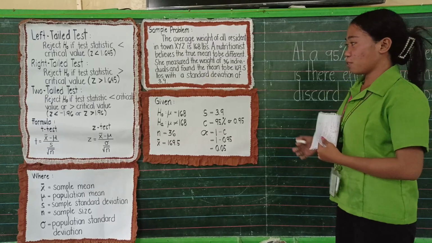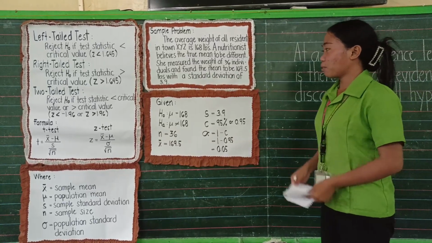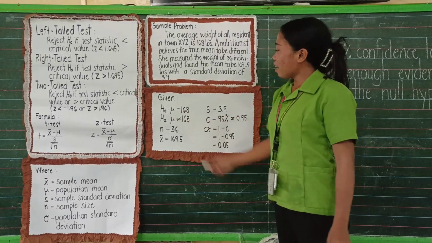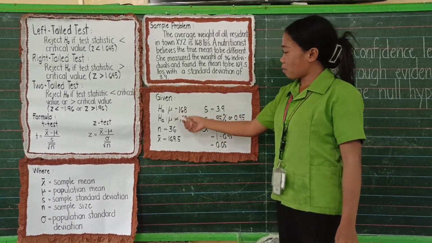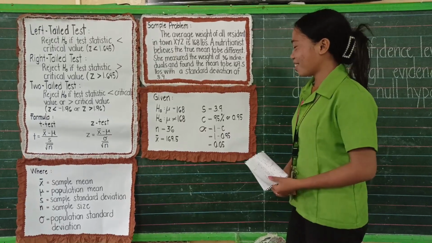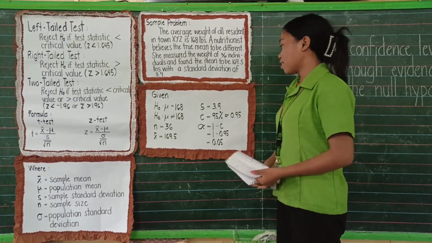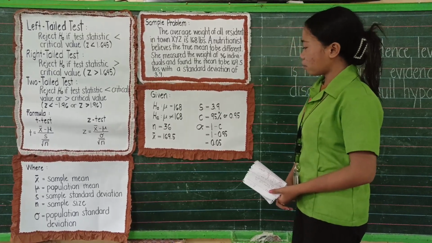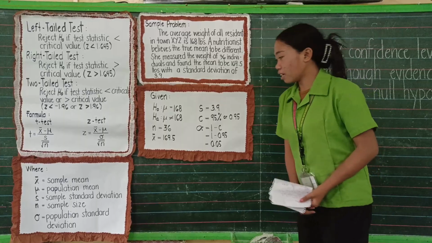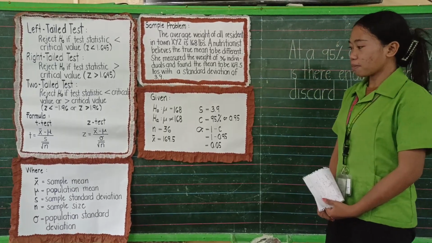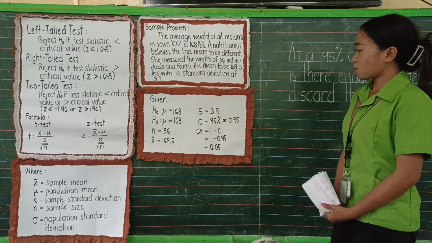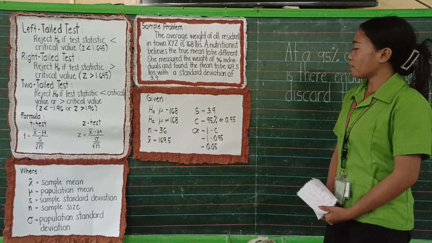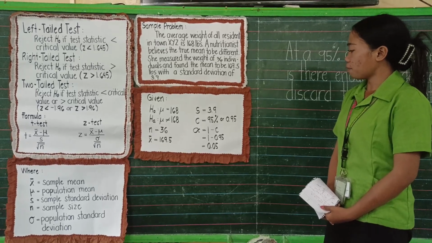Before we proceed to our solution, let's state the null and alternative hypotheses. Null hypothesis: mu is equal to 168. Alternative hypothesis: mu is not equal to 168. Sample size is equal to 36. Sample mean is 169.5. Sample standard deviation is equal to 3.9. Confidence level is 95% or 0.95.